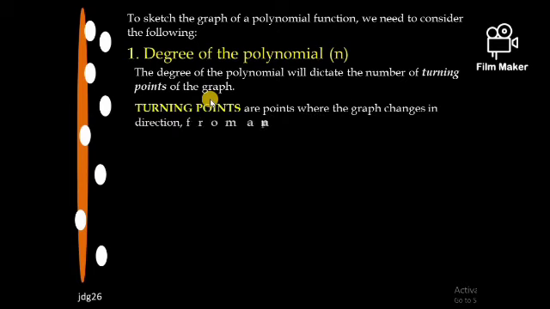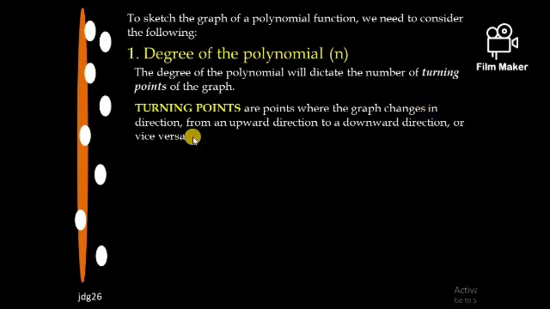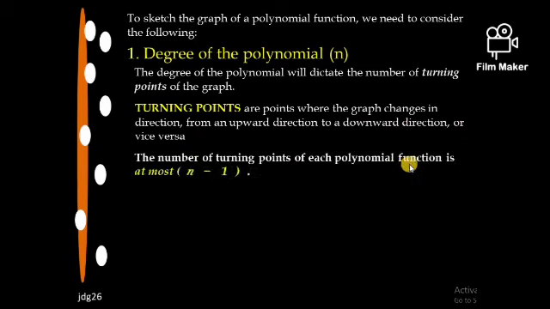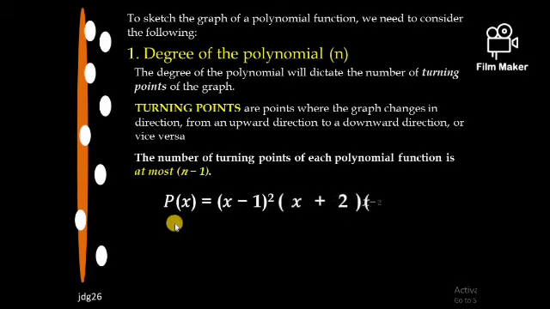What are the turning points? The turning points are points where the graph changes in direction, from an upward direction to a downward direction or vice versa. The number of turning points of each polynomial function is at most n minus 1. So let us consider this polynomial function. P of x equals x minus 1 squared times x plus 2 times x minus 2 times x minus 3.